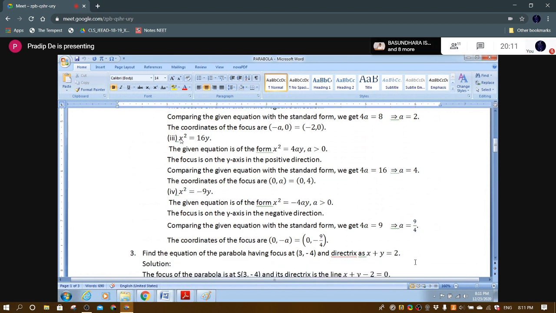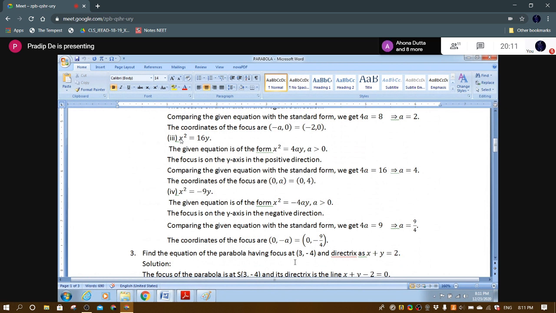This is a very common type. That is when the focus is given and the directrix is given, and you have to find out the equation of the parabola. In such cases, we have to use the definition of parabola. What is the definition? That PS upon PM is equal to e is equal to 1. That is PS upon PM is equal to 1.